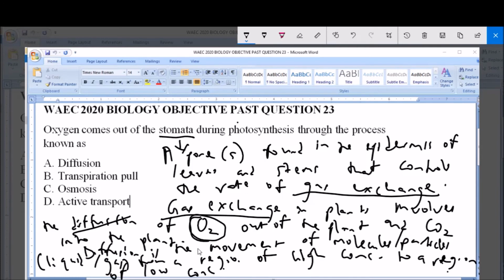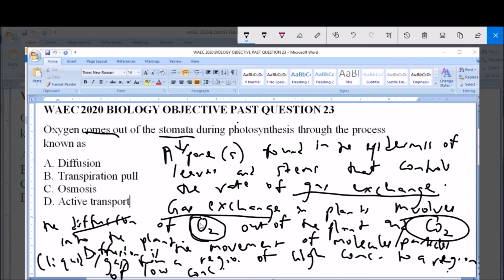within the plant. So the concentration in the plant is higher, so it diffuses out, so it comes out of the stomata. So it diffuses out of the plant via the stomata during photosynthesis, and then the plant also takes in CO2 that it requires into itself.